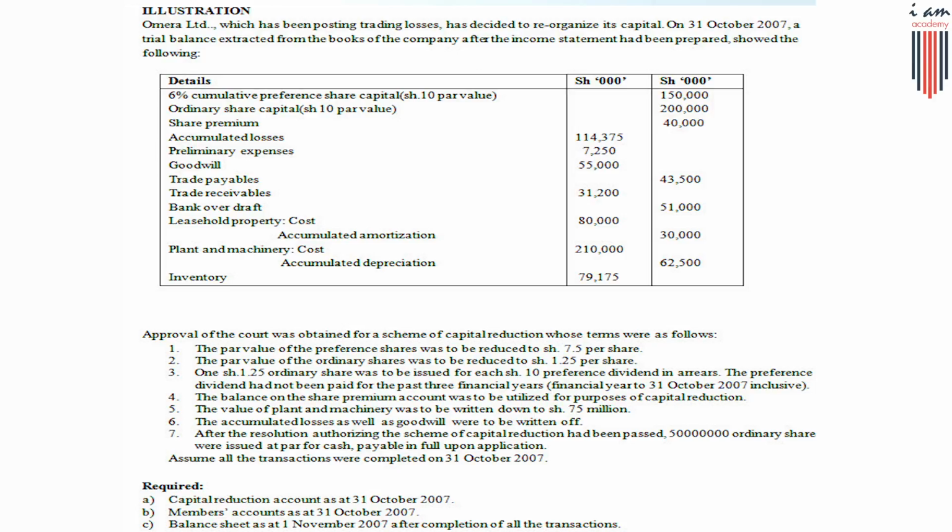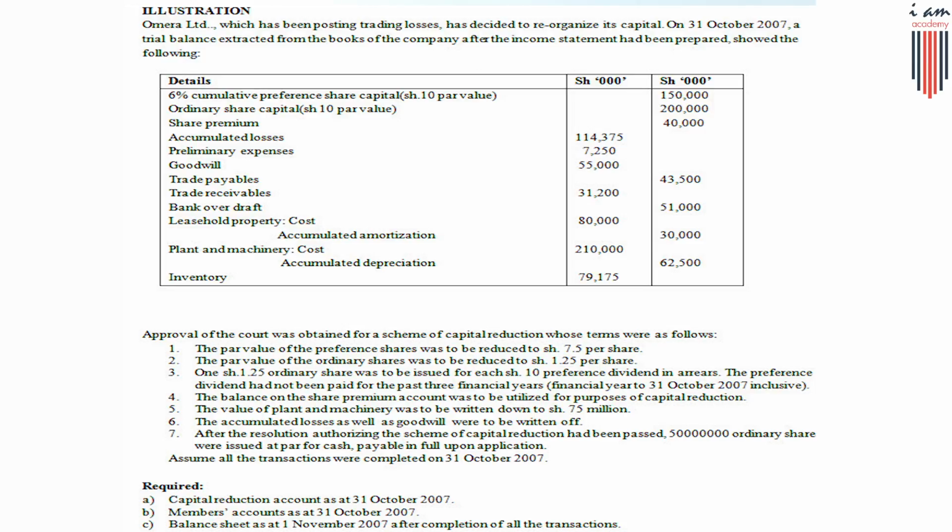Additional information: approval of the court was obtained for a scheme of capital reduction, whose terms were as follows. 1, the par value of the preference capital was to be reduced to 7.5 shillings per share. 2, the par value of the ordinary shares was to be reduced to 1.25 per share. 3, one 1.25 ordinary share was to be issued for each 10 shillings of preference dividends in arrears. The preference dividend had not been paid for the past 3 financial years, to 31st October 2007 inclusive.